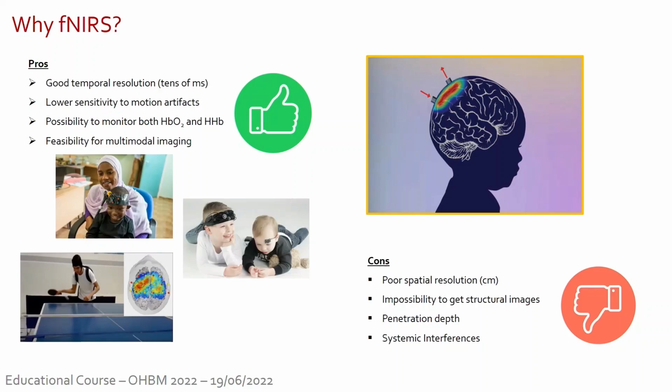In terms of cons, of course, spatial resolution isn't as great as MRI. We are talking about centimeters. We cannot get the whole head. We cannot get structural images. We have an issue in terms of penetration depth. So, of course, we can only image the outer layer of the cortex. So anything that is subcortical cannot be detected by fNIRS. And you get, of course, systemic interferences, because we all know we have blood underneath the skull, but there are ways to correct for that.